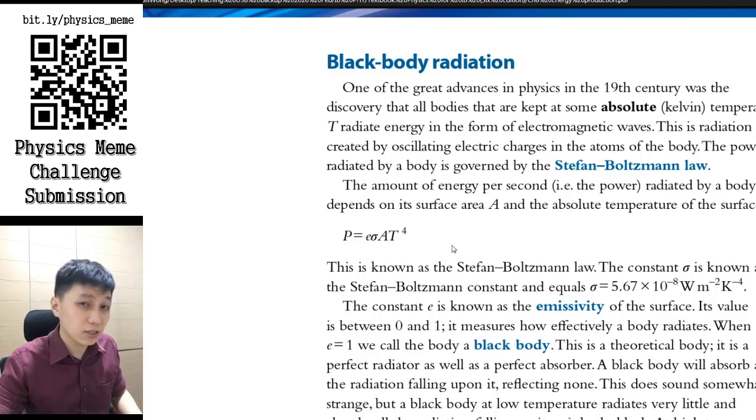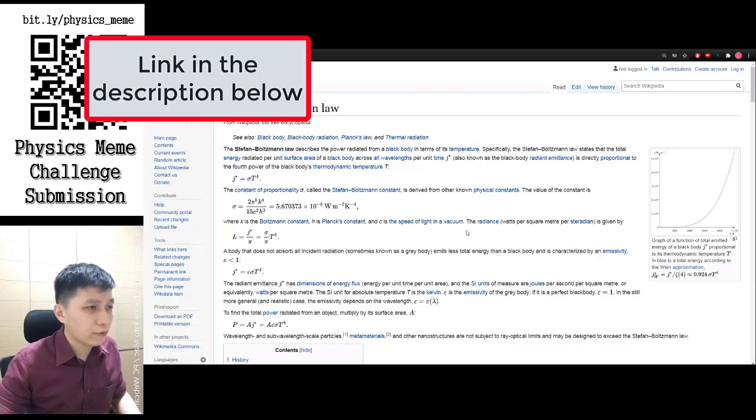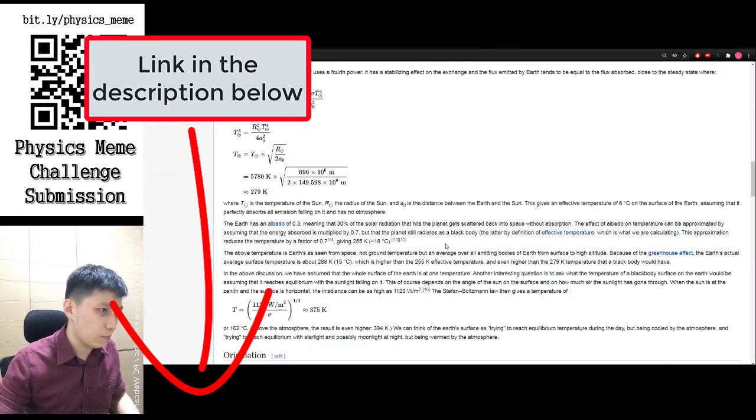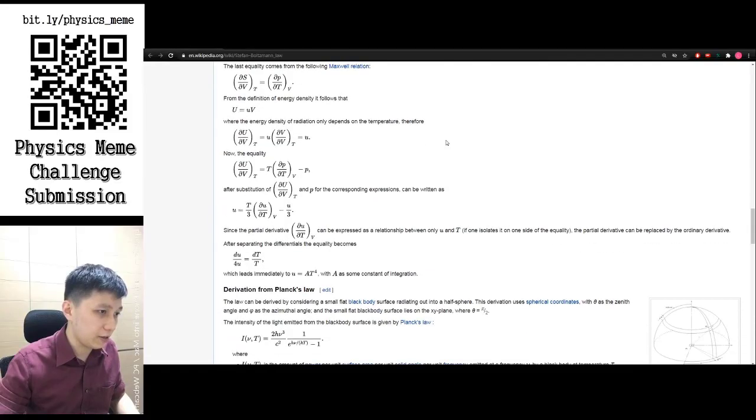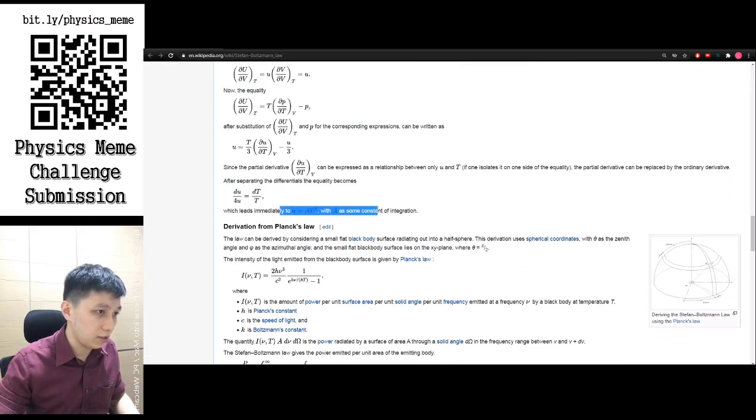If you are interested to know how to prove it, you can read through Wikipedia simply, and I'll put the link in the description. You can start from here, and eventually you find out the equation here.